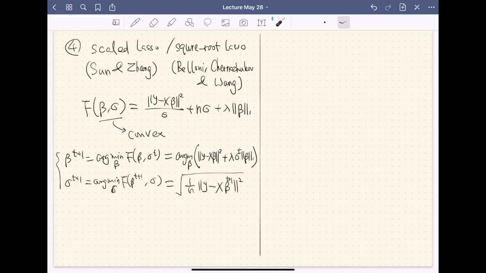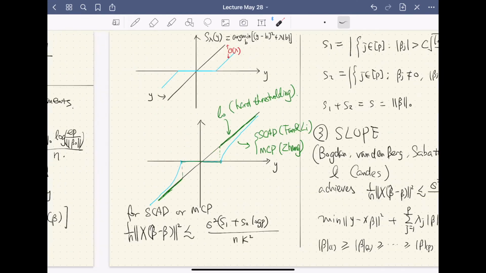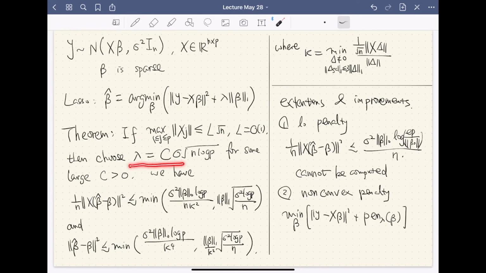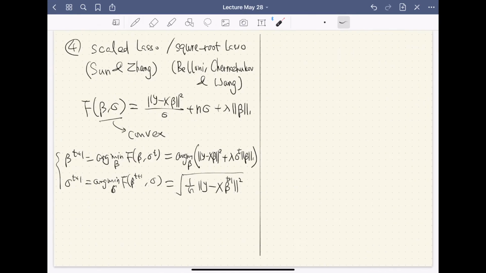You estimate the sigma squared by the residual, and then you plug this sigma into the penalty level. And since what we need is lambda to be proportional to sigma, with an extra sigma we can just choose lambda free of sigma, right? So even if you do not know sigma or even its order, you can still use scale lasso to achieve the good property of the lasso estimator.